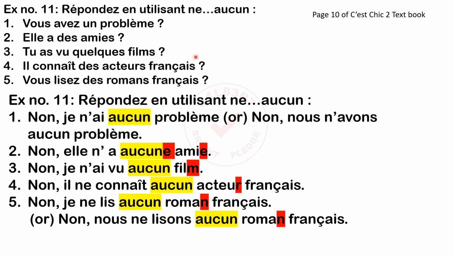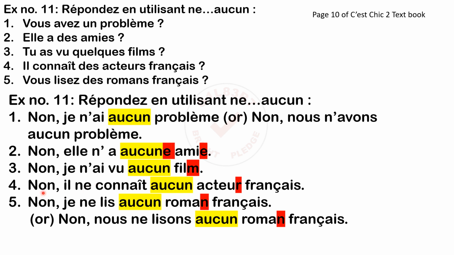Similarly, tu as vu quelques films. So you have seen a few films. So you're going to say, no, I have seen no film. So here you have to reply with je because tu, we are using tu, talking to only one particular person. So you're going to reply with I. No, I have seen no film, you're going to say.